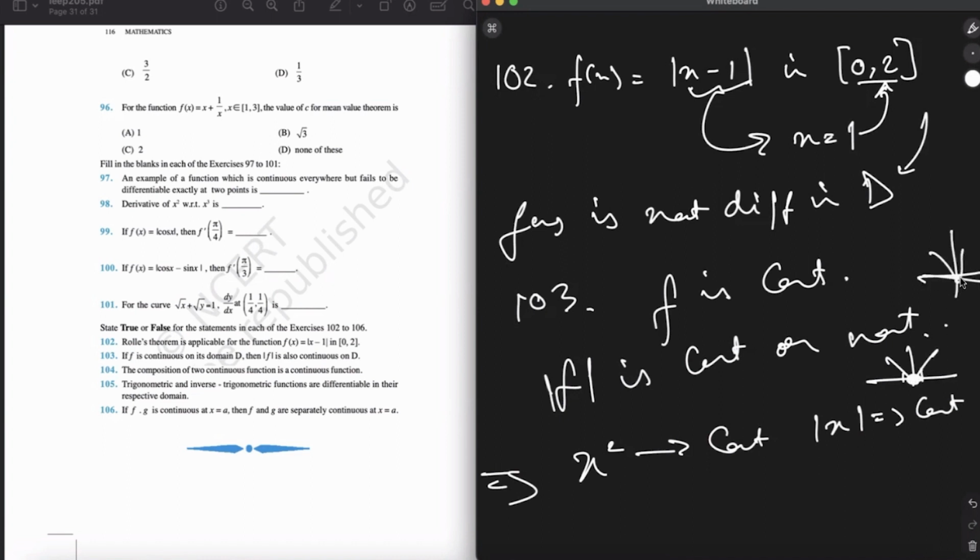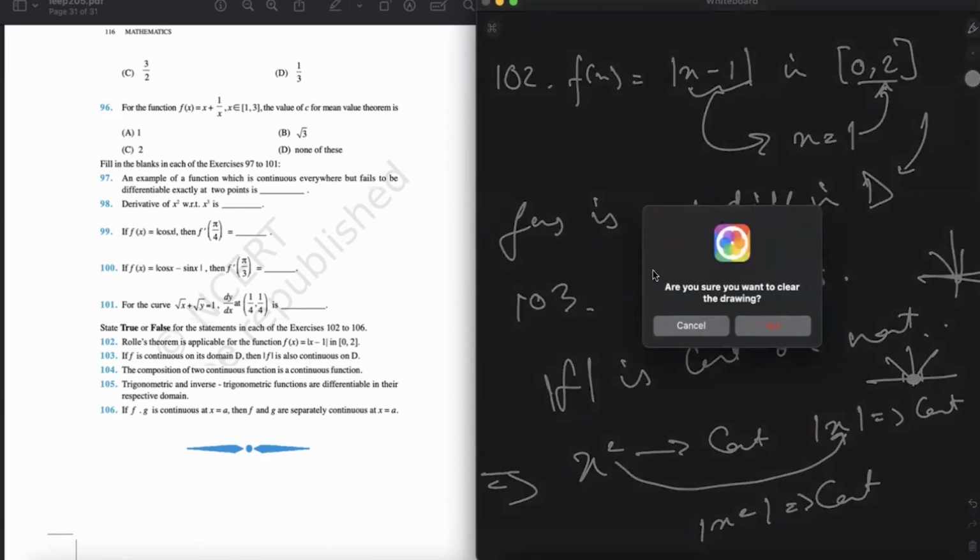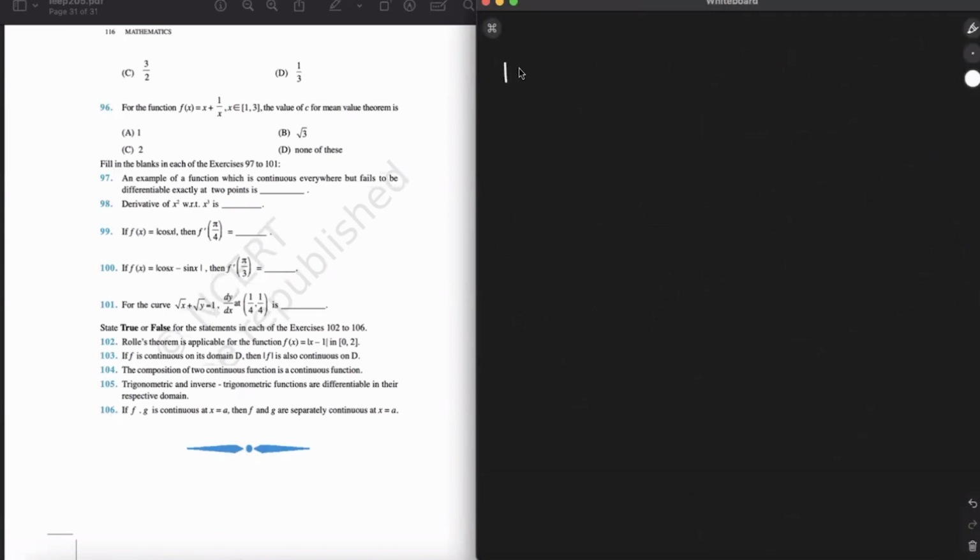You cannot find the slope at the kink, but it is continuous. So if you put this inside over here, it will be continuous as well. So if f is continuous on this domain, then mod f is also continuous on D. Obviously true. We have the composition of two continuous functions is a continuous function. Composition of two continuous functions, yes, true.